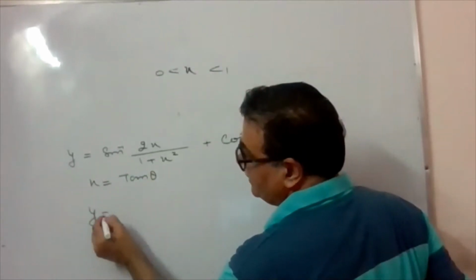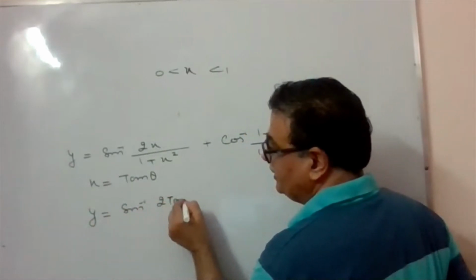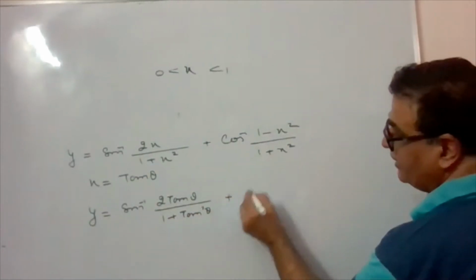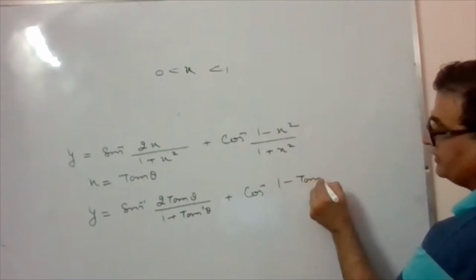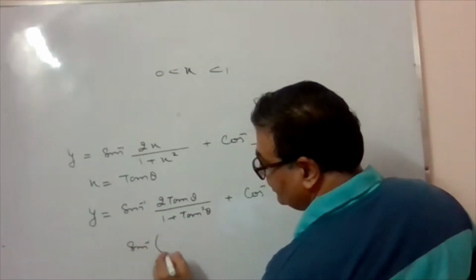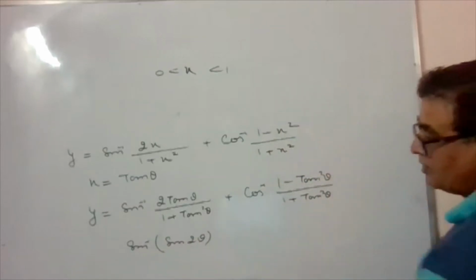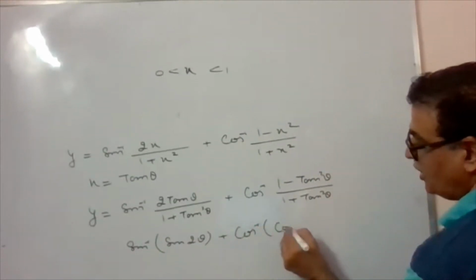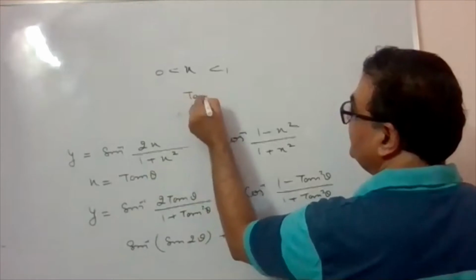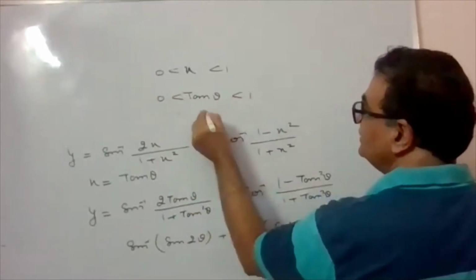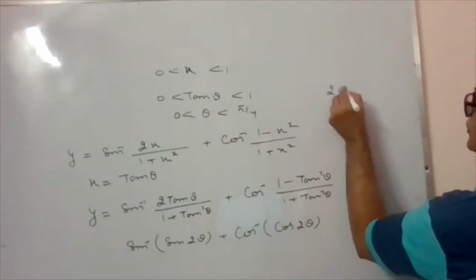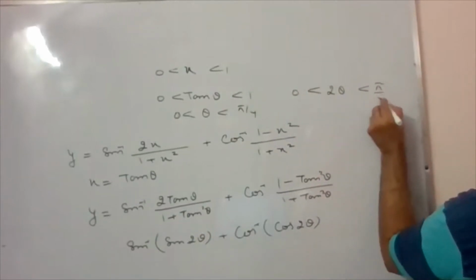When you do this, y will be equal to sine inverse 2 tan theta by 1 plus tan square theta, plus cos inverse 1 minus tan square theta by 1 plus tan square theta. Then it will come out to be sine inverse sine 2 theta plus cos inverse cos 2 theta. Now just check here. x is tan theta, so tan theta is between 0 and 1. So theta is between 0 and pi by 4, and we are concerned with 2 theta. So 2 theta will be 0 to pi by 2.